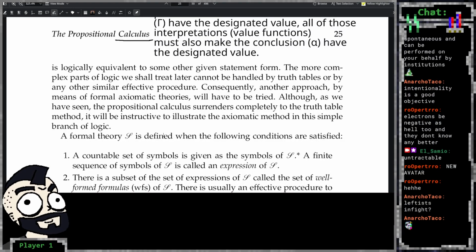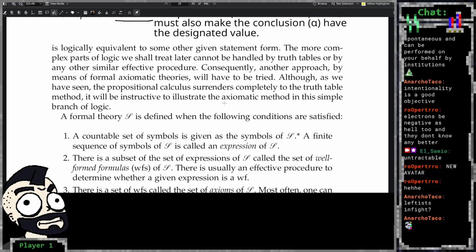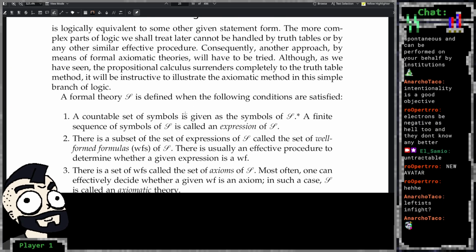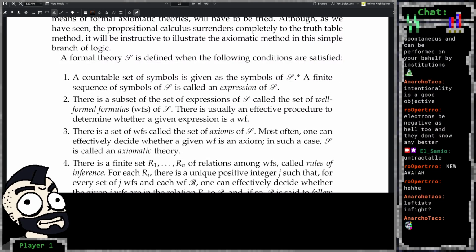Although, as we have seen, the propositional calculus surrenders completely to the truth table method, the truth table method alone is sufficient, but it is not practical. It will be instructive to illustrate the axiomatic method in the simple branch of logic. There are multiple reasons why we want to practice the axiomatic method in this baby logic. It's going to prepare us for when we actually deal with a rich, complex logic and eventually set theory.